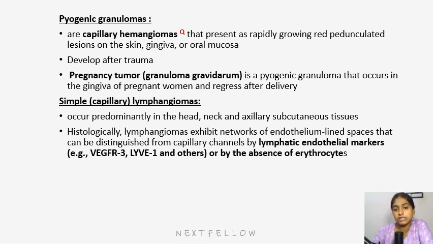Then next we'll see about capillary lymphangioma, that is simple lymphangioma, which is seen in the head, neck as well as axillary subcutaneous tissue. Histologically, lymphangioma exhibits a network of endothelial lined spaces that can be distinguished from capillary channels by the absence of erythrocytes as well as by lymphatic endothelial markers.